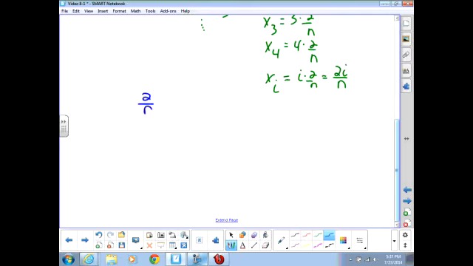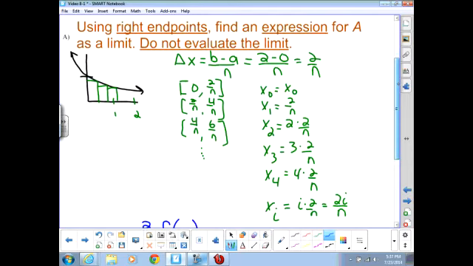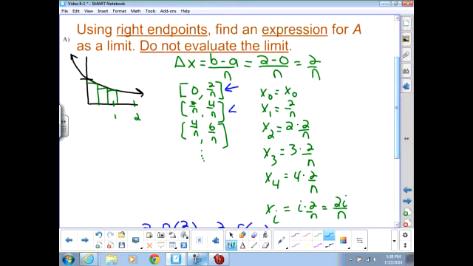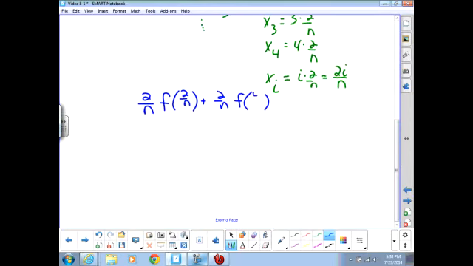Well, first off, we're going to have 2 over n times f of our first right-hand endpoint, which is 2 over n, plus 2 over n times f of our second right-hand endpoint, which is 4 over n. And then we'll keep going all the way to f of 2n over n. The reason it's 2n over n instead of n over n, like we saw in the last video, is we want to end up being 2. So 2n divided by n is 2.